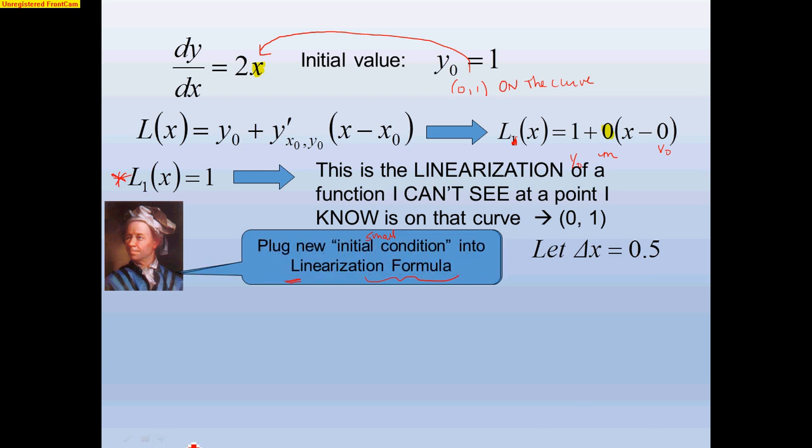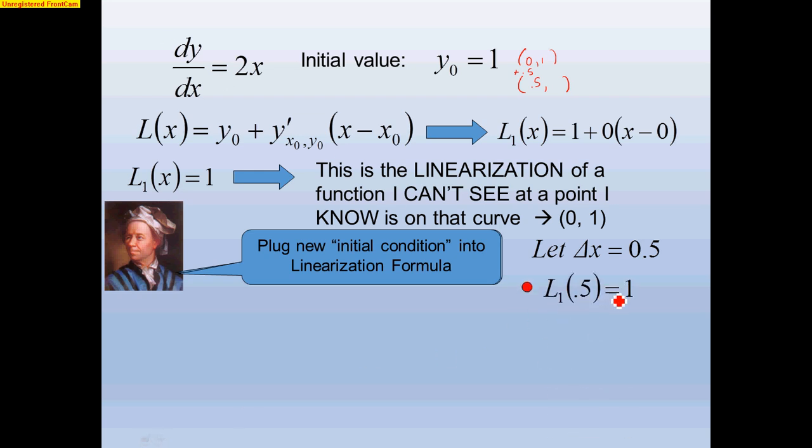So here's what I mean by that. I am going to choose a small delta x to be 0.5, and I'm going to say, well, my initial condition was 0, 1, so if I move a distance of 0.5 away from that, my next point is going to be 0.5 comma something, right? Because I just added 0.5, change by delta x, I should say.